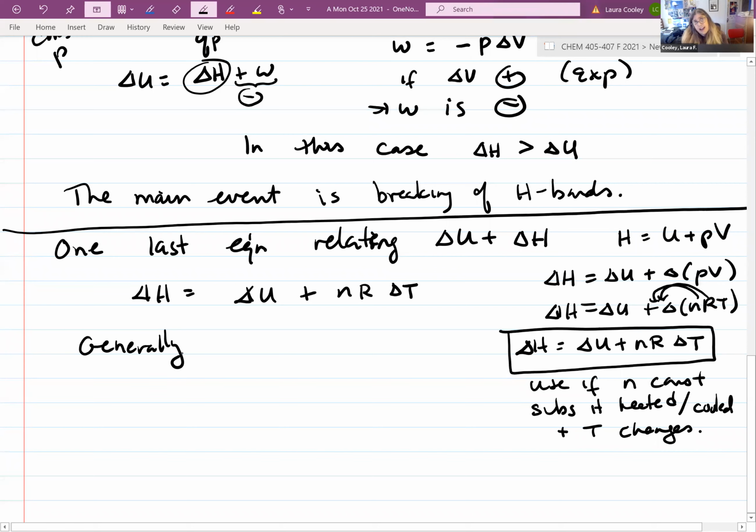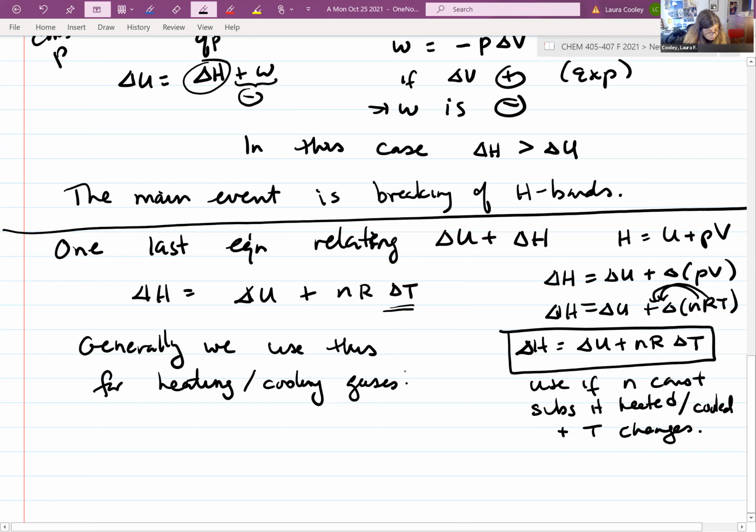And if it's a gas, then this delta T leads to a significant amount of work done, and then you can have a significant difference between delta U and delta H. So generally, we use this for heating or cooling gases.